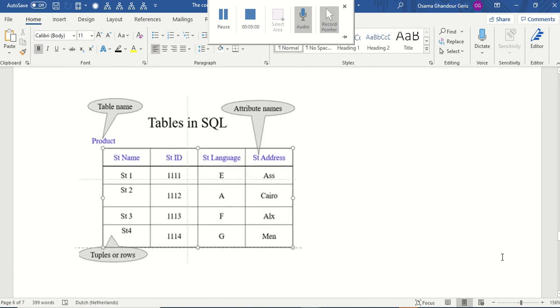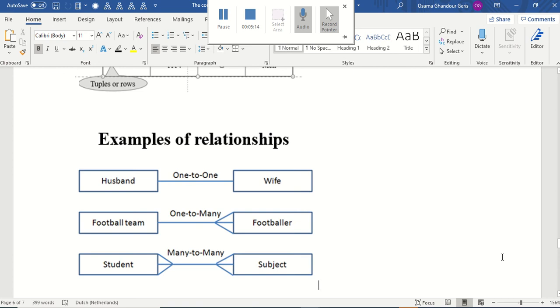This is a table, which is a very simple database. It consists of rows and columns, rows horizontal and columns vertical. Rows contain the same data type. Okay, and this is an example of some relationships between tables: one to one, one to many, many to many.